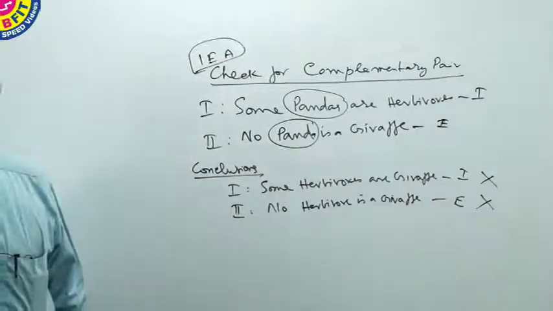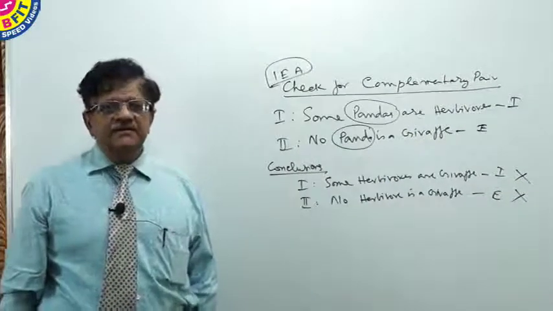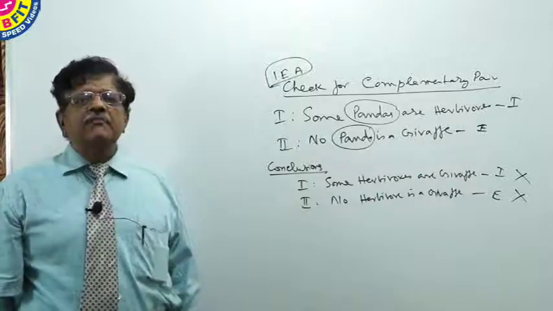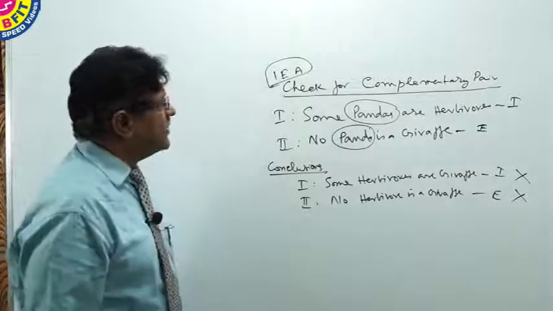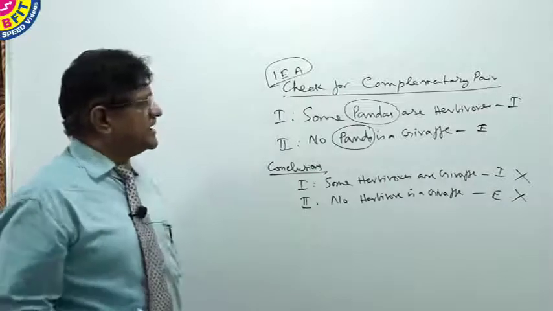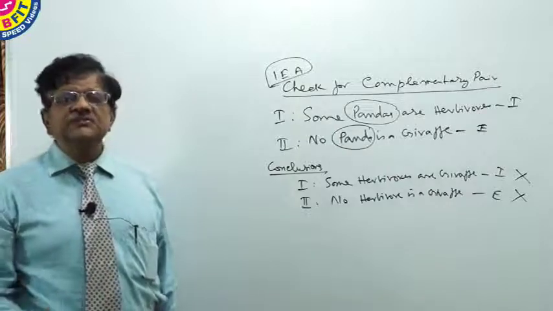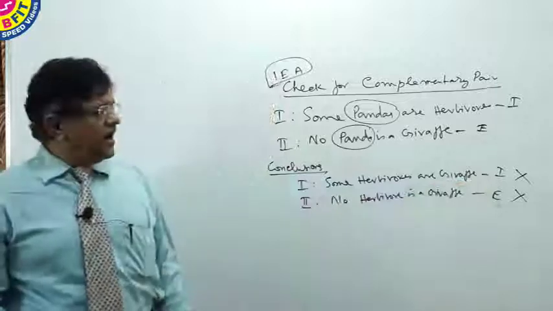If two conclusions are wrong, what should happen to you? An alarm bell should ring in your mind. That alarm bell is called complementary pair. Check for complementary pair. What are the three conditions to be checked? First condition is both conclusions must be false. Here both conclusions we have arrived at logically are false.